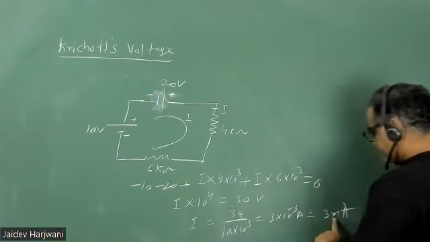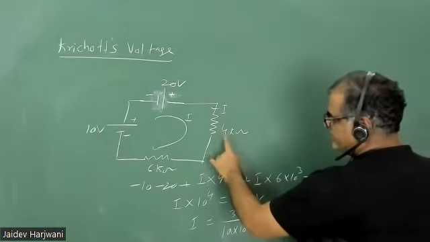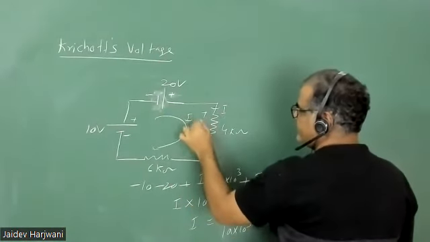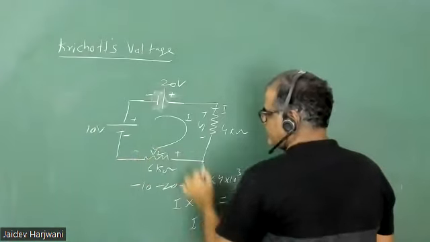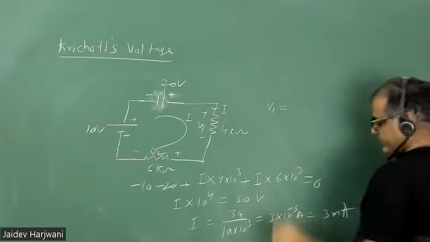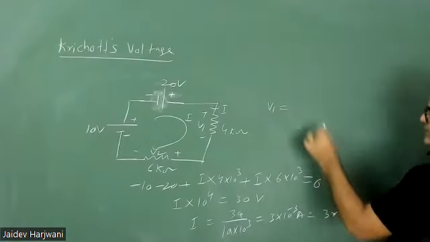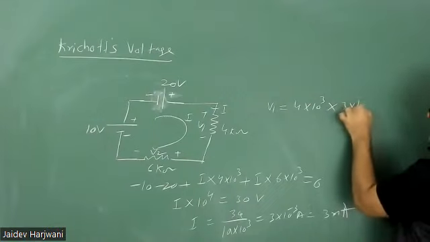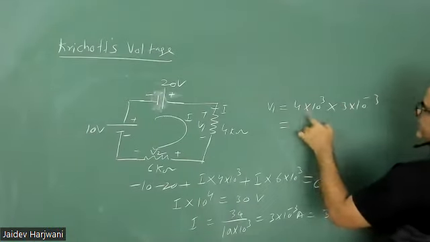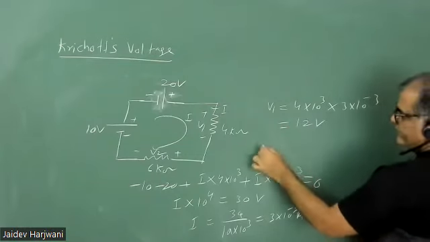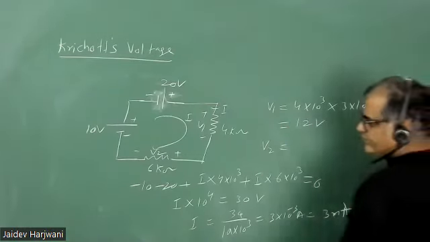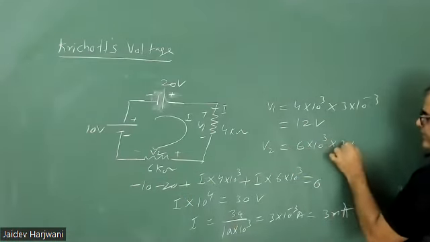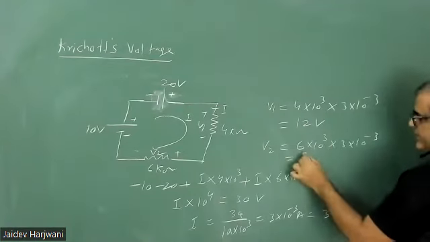Once I know the current, I can find the voltage drops. Say this is V1 and this is V2. So V1 is 4 kilo ohm times current 3 milliampere, so 4 into 10 to the power 3 into 3 milliampere, total becomes 12 volts. Similarly, V2 will be 6 kilo ohm into 3 milliampere, so this becomes 18 volts.